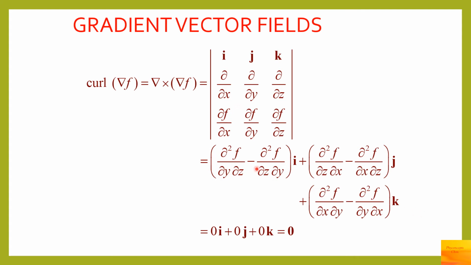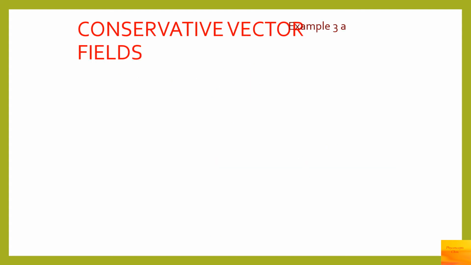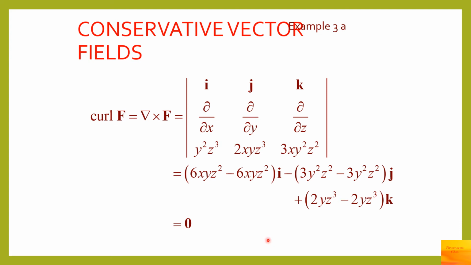So these terms are the same in the brackets, you can see. So that comes as 0. So curl of a gradient is 0. Also for a conservative field, the curl is 0. Here an example is shown where the field is given, and if it is a conservative field, its curl comes as 0.